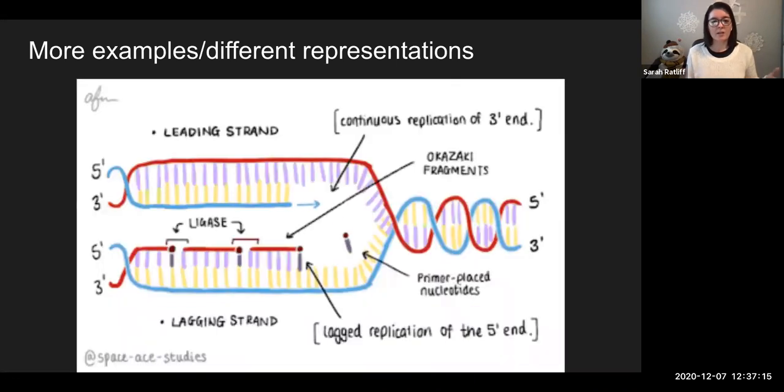All right, our last one here, we'll see our ligase in this one. The leading strand is not always on the top. It just seems to be the easiest representation out there. Sometimes the leading strand is on the bottom. But at the top, we have our one continuous strand with our leading strand. The bottom, we have our lagging strand in pieces or little Okazaki fragments, and our ligase is in there, gluing those fragments together.